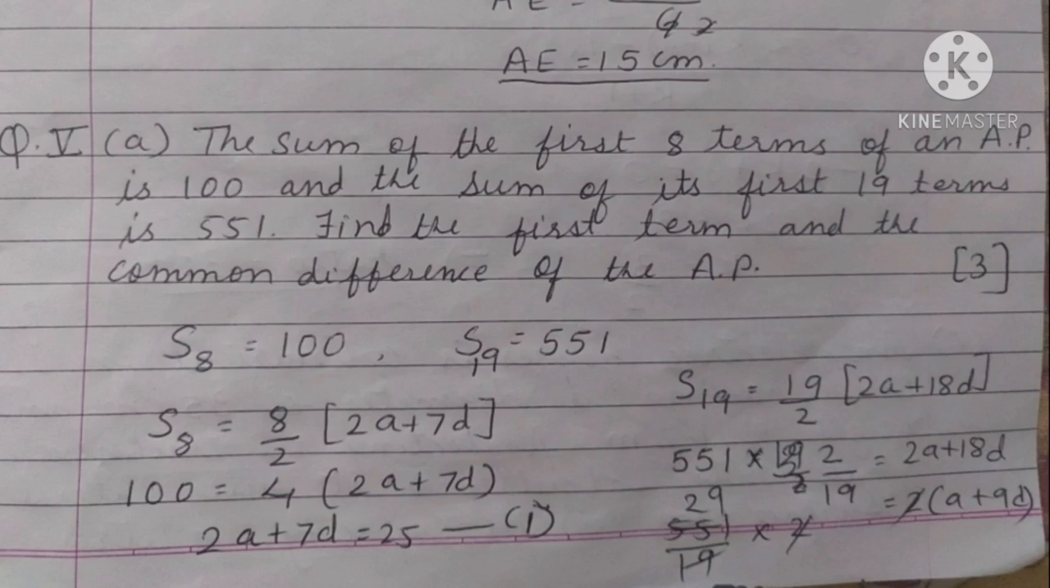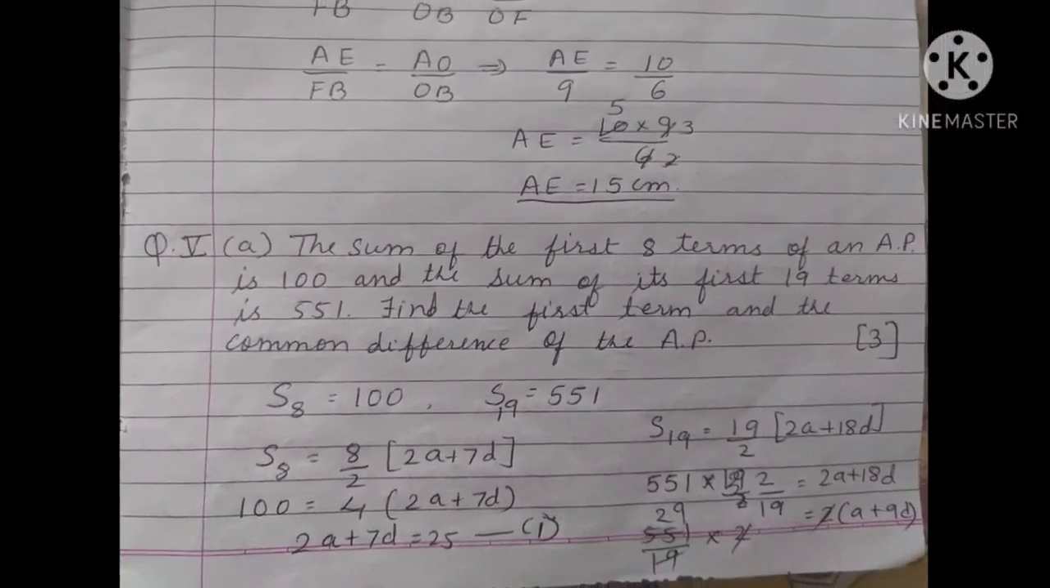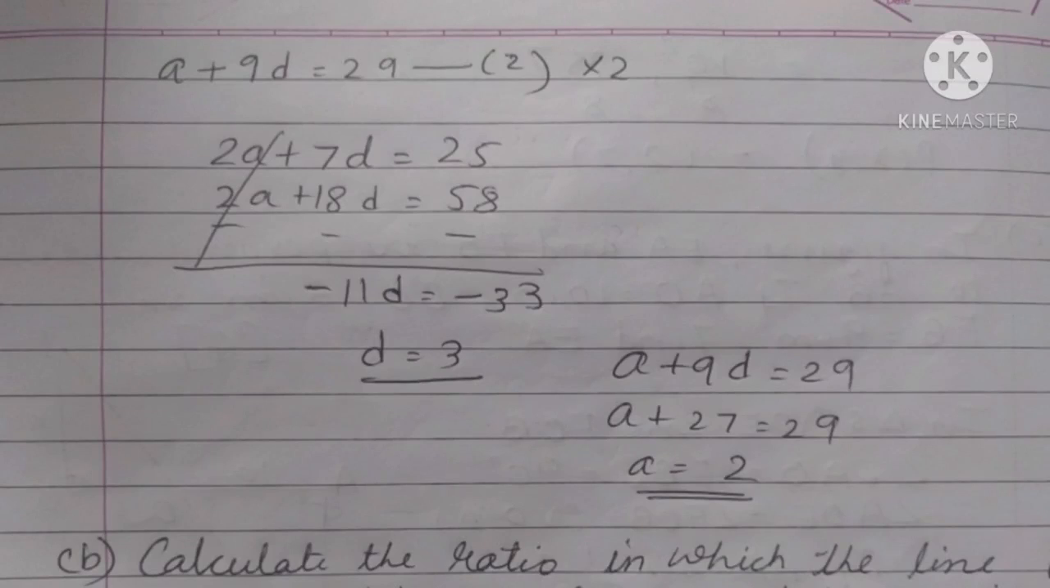Now by solving these two equations we can find the common difference. Solving by simultaneous equations, I get 2a + 7d is equal to 25 and 2a + 18d is equal to 58. Now solving them, 2a minus 2a cancelled, so I get d is equal to 3, which is the common difference. Also they asked to get the first term, so I write a + 9d is equal to 29. In either equation you place the value, you will get your first term. Here a is equal to 2.